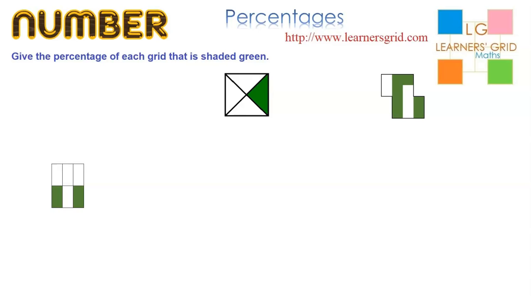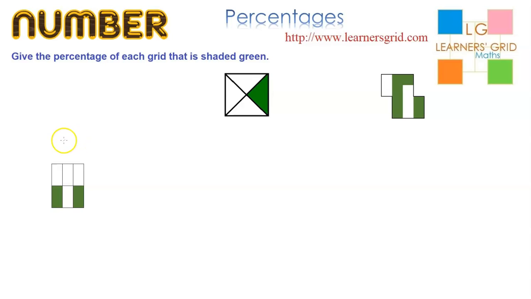In this tutorial, we are giving the percentage of each of these three grids, so 1, 2, 3, that is shaded green. So let's start. One of the main methods that we're going to use here is that we're going to rename the information in each of these diagrams as fractions. And from there, we'll work out what the percentage is.